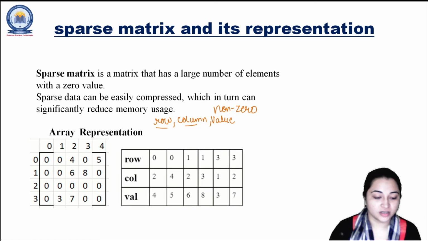We will record the first non-zero element, which is 4, and that value 4 is stored at 0th row and second column. The next non-zero value is 5, which is at 0th row, 4th column. Then the next non-zero value is 6, which is stored at first row and second column, and so on. So this is how we can represent a sparse matrix in terms of an array.